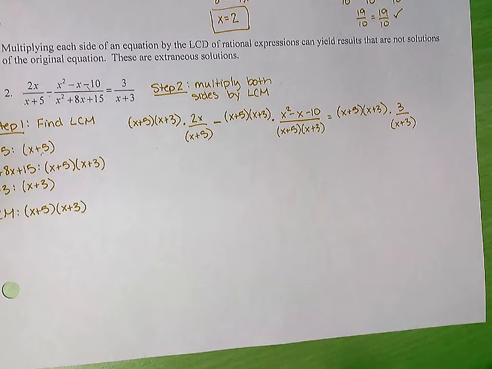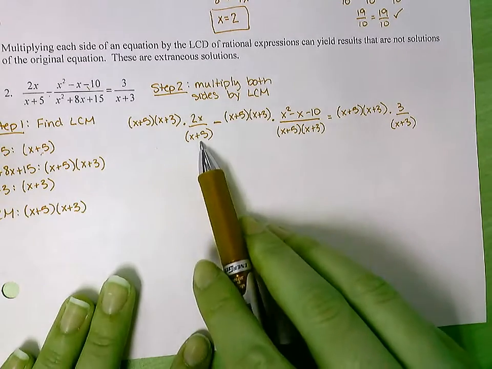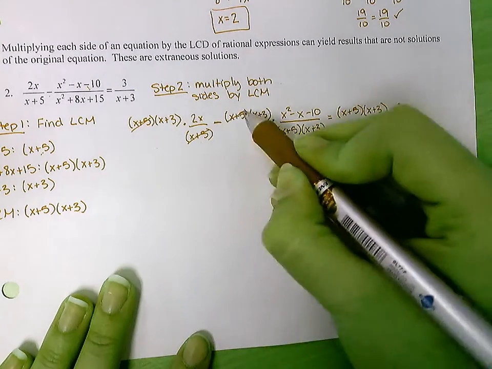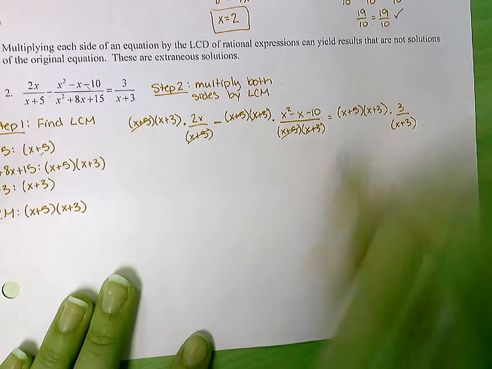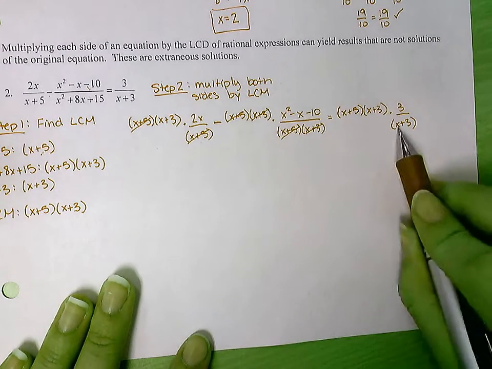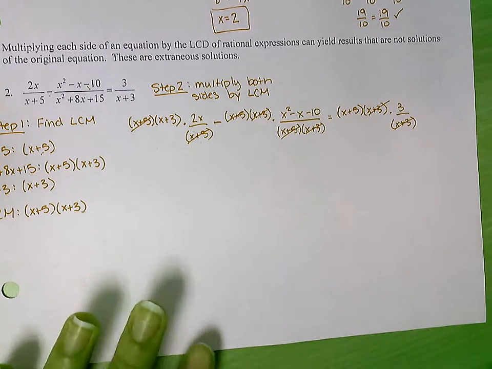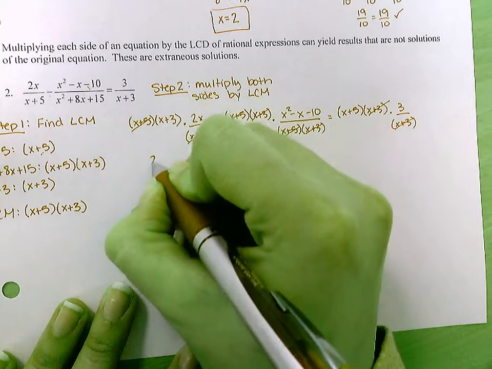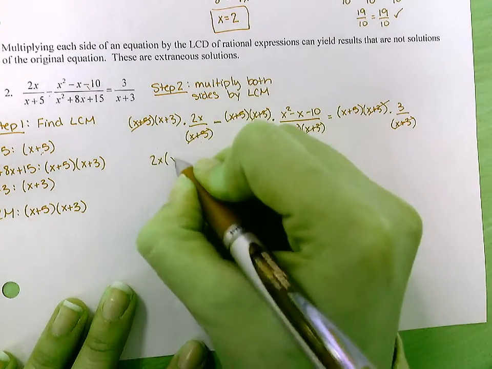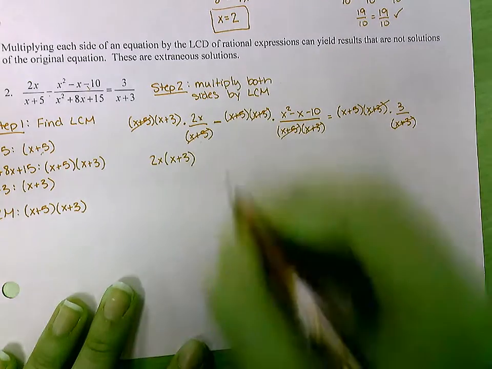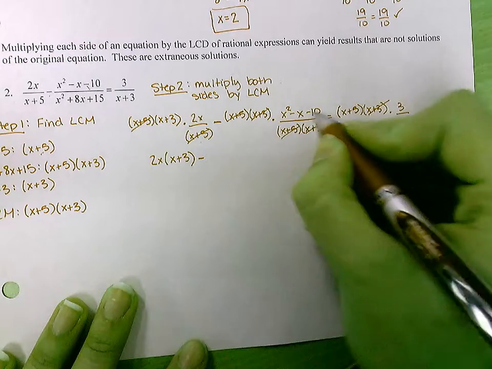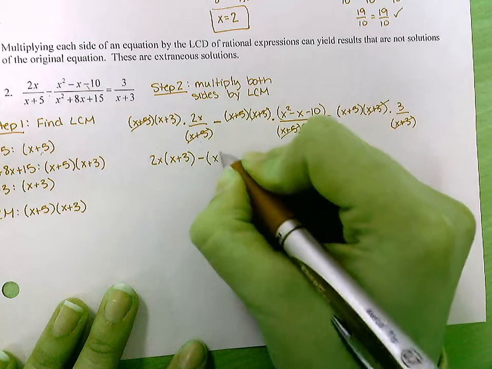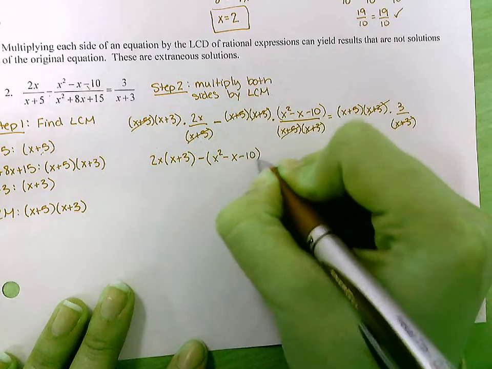Okay, now I can cancel stuff out. So I have an x plus 5 and an x plus 5. I have x plus 5 and x plus 3. Last one, I have x plus 3. Okay, from here, I can multiply. So I have this 2x times, I still have an x plus 3 for this one. This is minus this entire quantity here. Okay, you're subtracting that entire quantity. So x squared minus x minus 10.